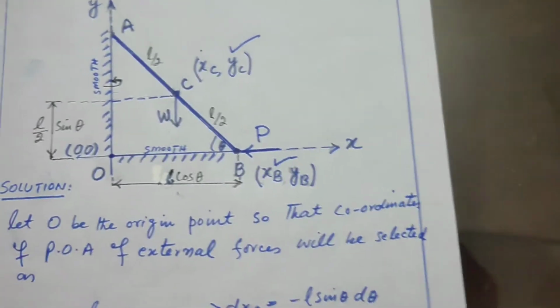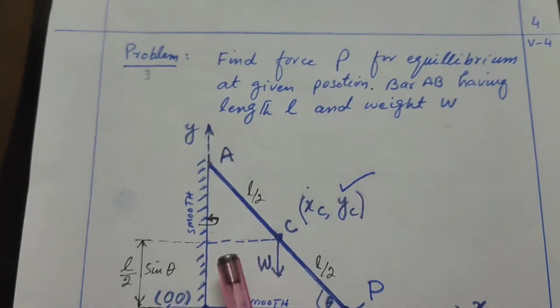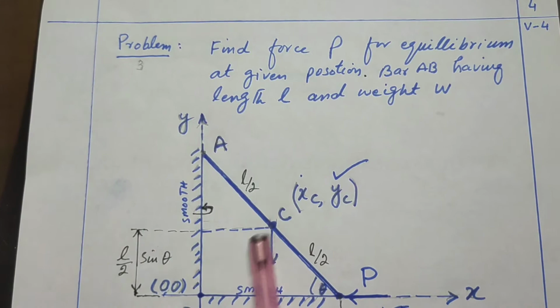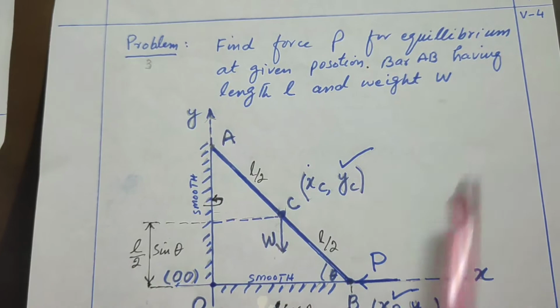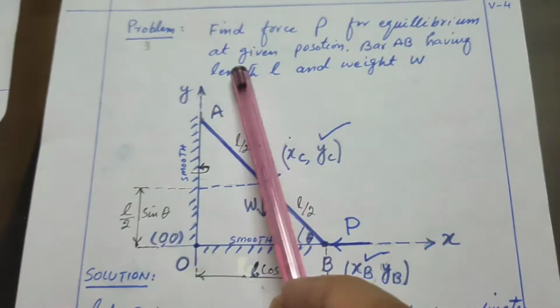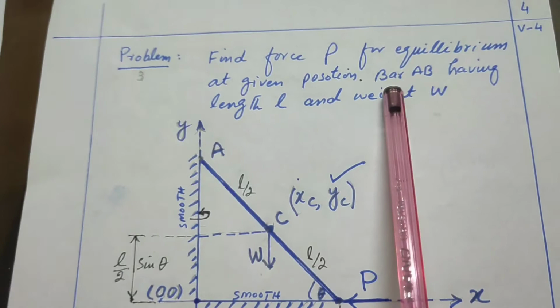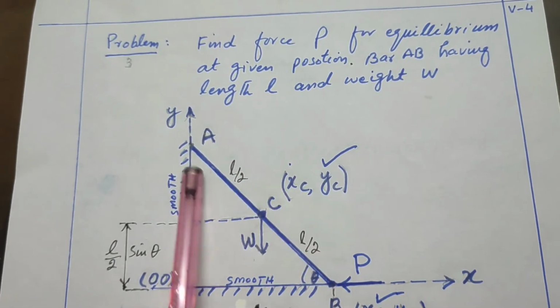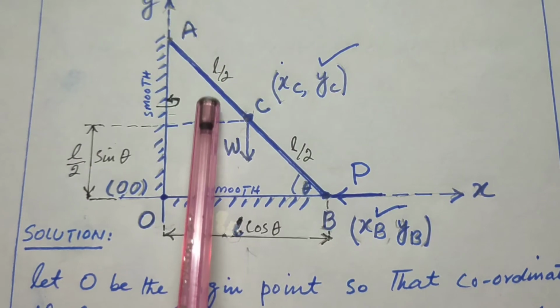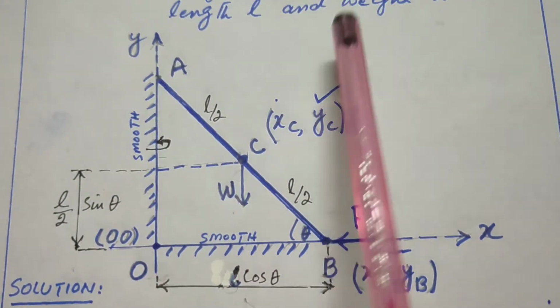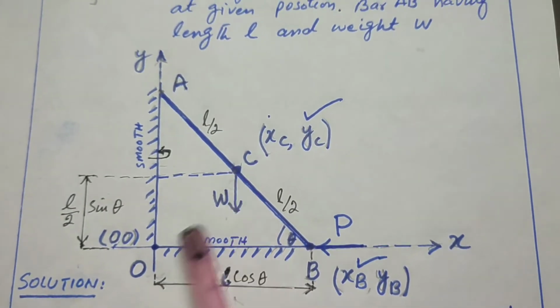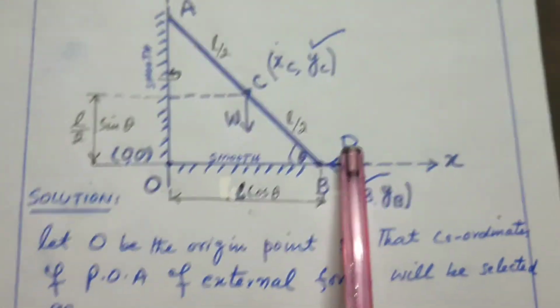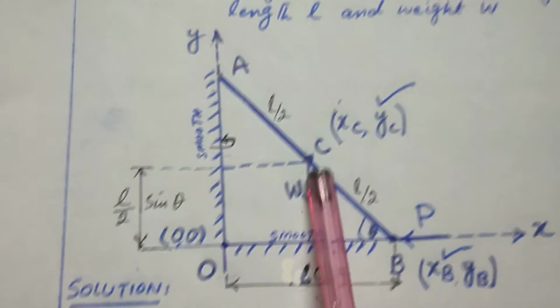Another problem. This is the mechanism given. The problem statement is find force P for equilibrium at given position. Bar AB having a length L. This total length is L, and weight of this bar is W. So here there are two external forces, P and W, weight of the bar.